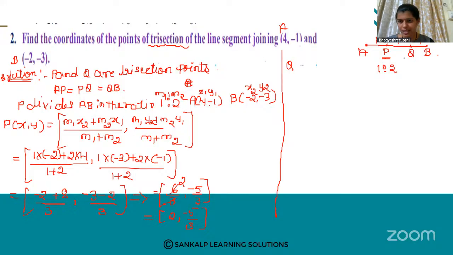That means this Q divides the line AB in the ratio 2:1.